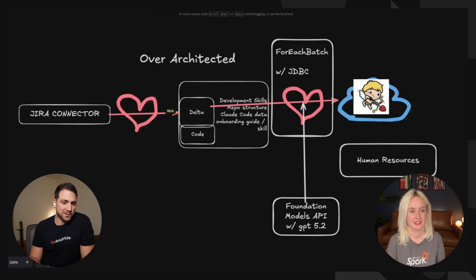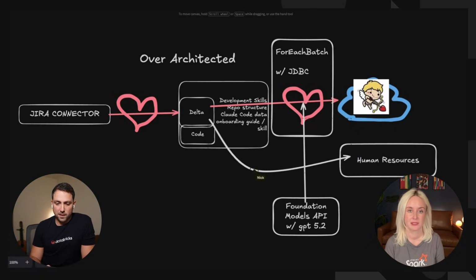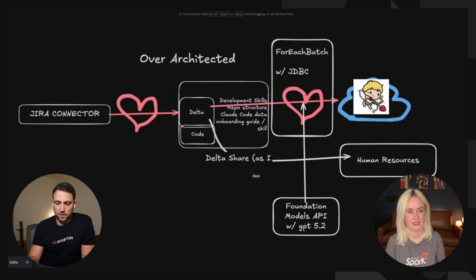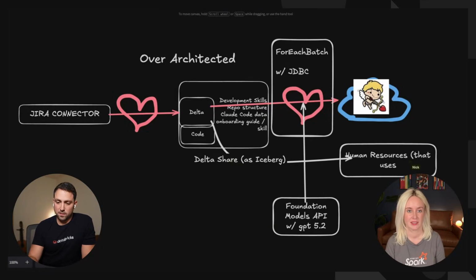I guess this table, I'm going to keep it simple. This will work. How this actually does it is through, can I do Delta share as Iceberg? So HR will have an Iceberg client for reading that. That uses Iceberg. How's that? Perfect. That makes it clear.